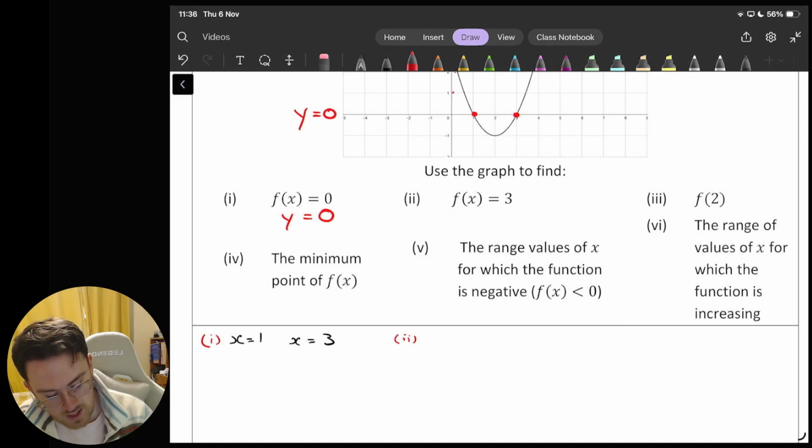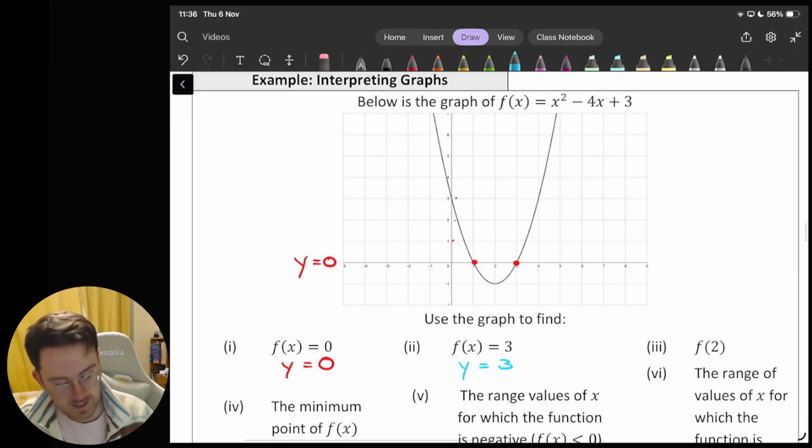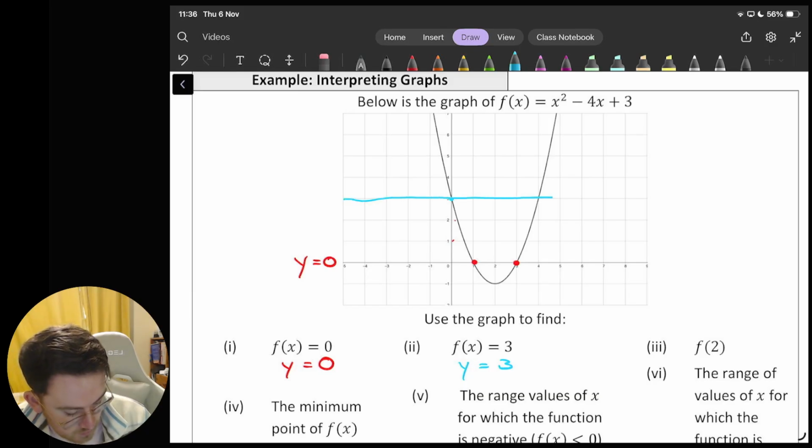For the next one, f of x is equal to 3. Again, we know that f of x is the same as y. So they're saying here, where is y equal to 3? And that would be here. Now, obviously, we've got lucky here, and that point is on my graph. But let's just draw a straight line across for y equals 3.